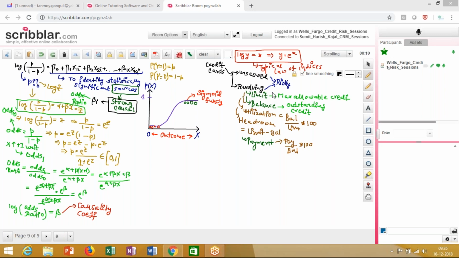Let's say there are two borrowers whose payment balance ratio is 40%. Now, who is the more risky borrower? To assess this willingness to pay, you need to look into his payment patterns.